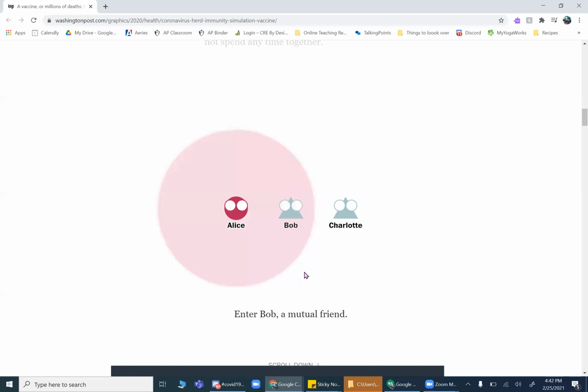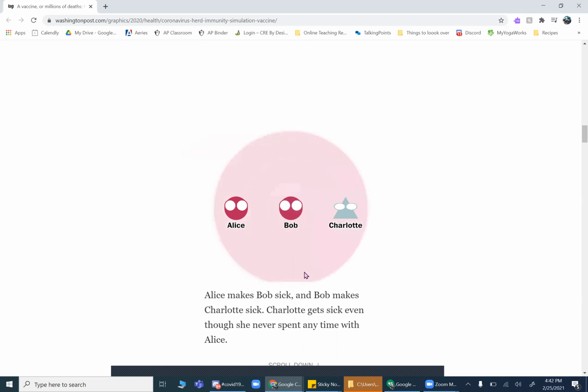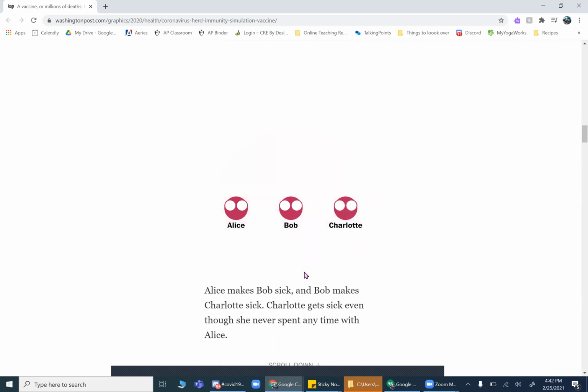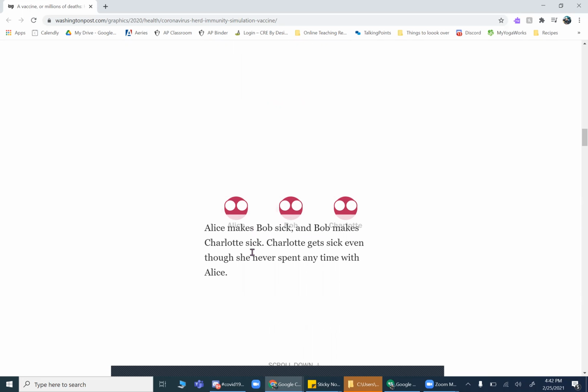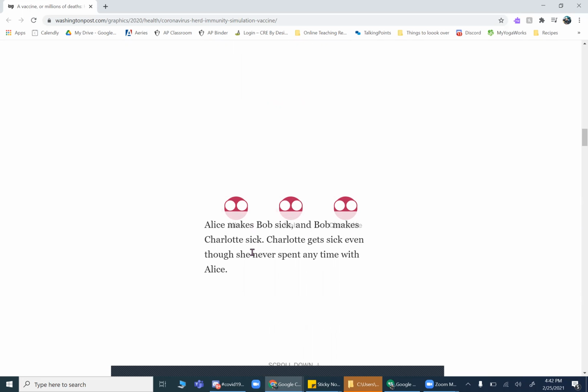However, let's introduce Bob. Bob is a mutual friend of Charlotte and Alice, right? And because Bob is hanging out with Alice, Alice makes Bob sick. And Bob makes Charlotte sick. And then Charlotte gets sick, even though she's never spent any time with Alice. Oof. Okay, now let's rewind.